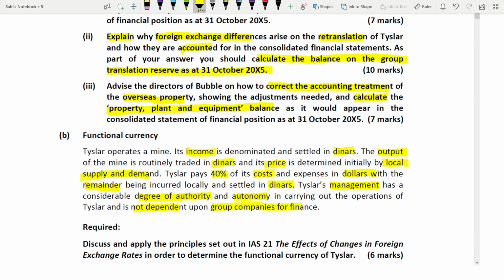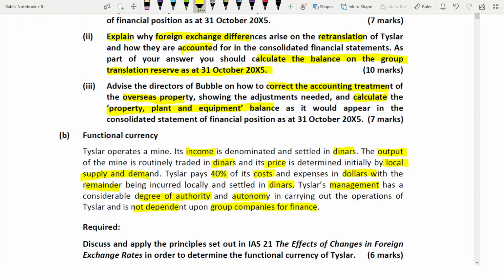This is key information which you need to determine what the functional currency is. That's why they have given you who has the autonomy, who is helping with finance, in which currency the costs are, in which currency the income is, right? All these things are needed for functional currency. That's why it's a paragraph. I have highlighted the keywords for you.